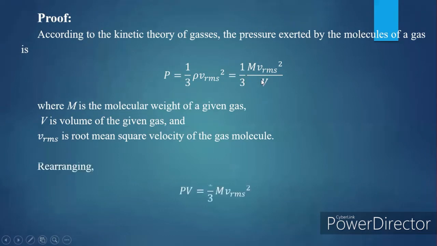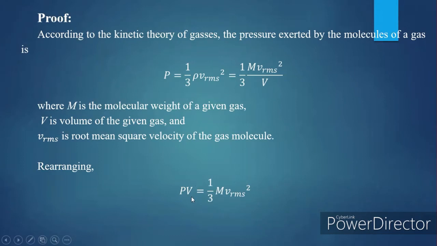Okay. So now rearrange them. Just take this V to the left hand side, the volume, you will get P into V is equal to 1/3 into M into V RMS square. I have taken this volume V to the left hand side, so it becomes PV. On the right hand side, you will be left with 1/3 into M into V RMS square.